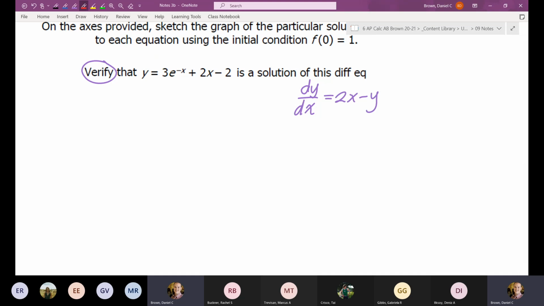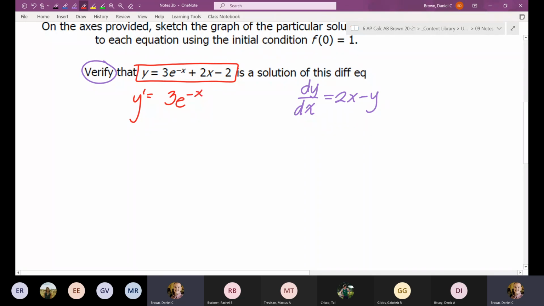And we want to show that this y and that dy dx are directly related to each other. So again, we just need to fill in the steps in the middle. What might be something you want to try first? Let's take the derivative. So I have y prime, could also use dy dx. 3 is a coefficient, e to the negative x.